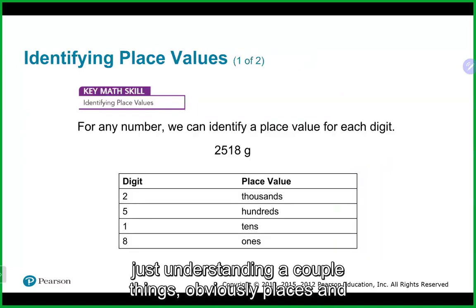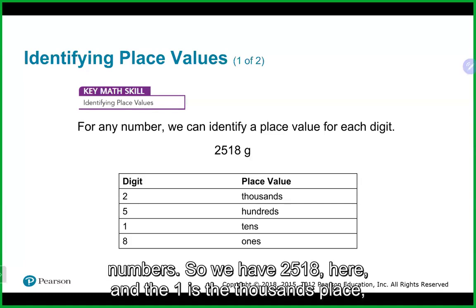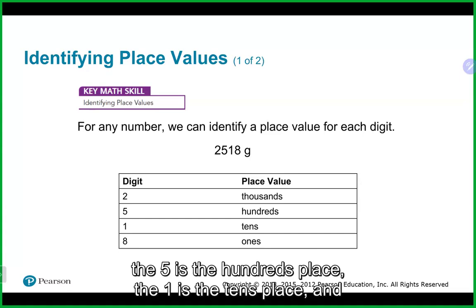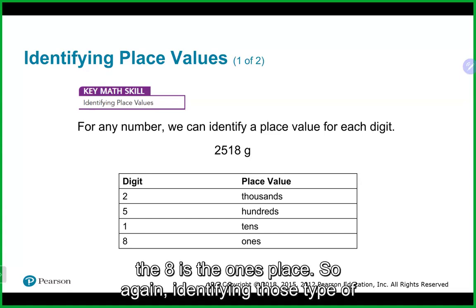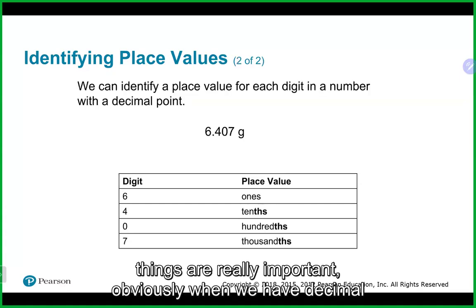Again, just understanding a couple of things, obviously, places and numbers. So we have 2, 5, 1, 8 here. The 2 is the thousands place. The 5 is the hundreds place. The 1 is the tens place. And the 8 is the ones place. So again, identifying those types of things is really important.